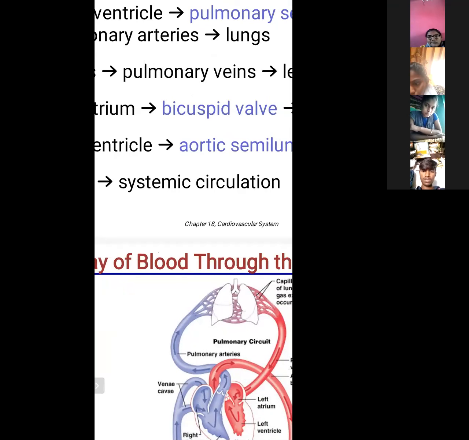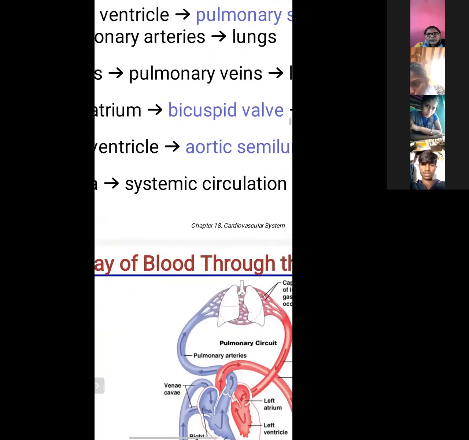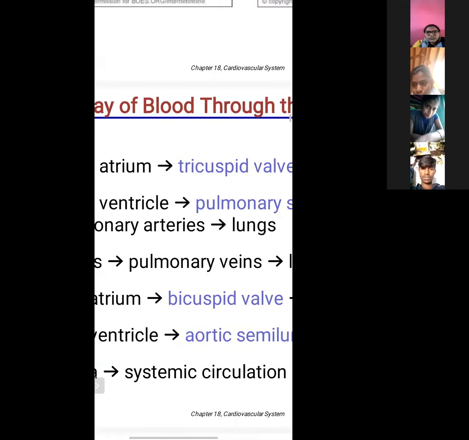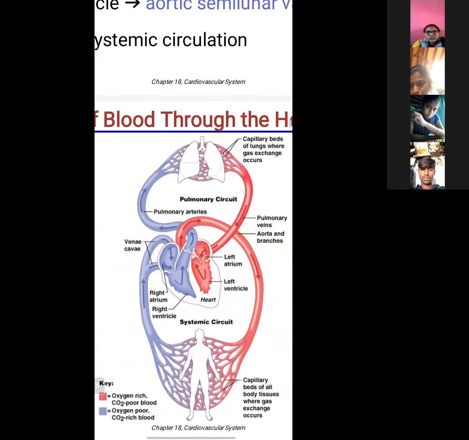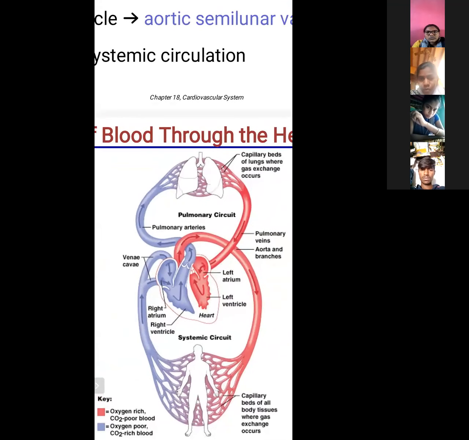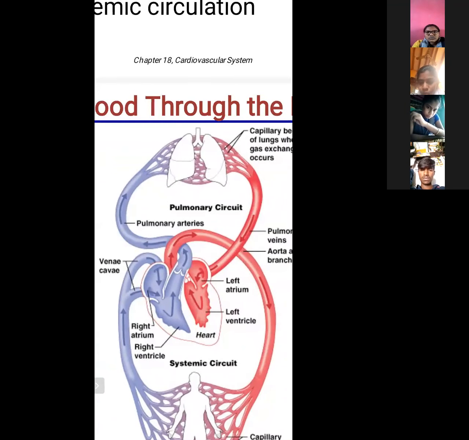Just you have gone through. Yes. Ma'am, can we make the screen small size? Huh? You see the screen small? Yes, ma'am. Okay. See.